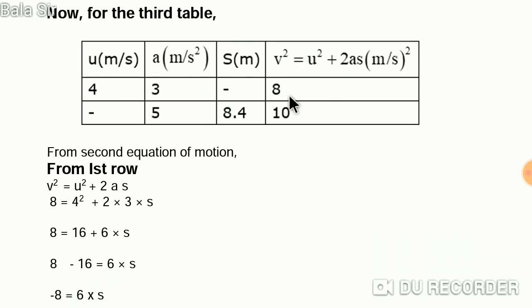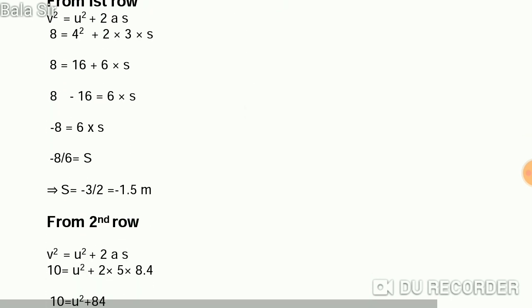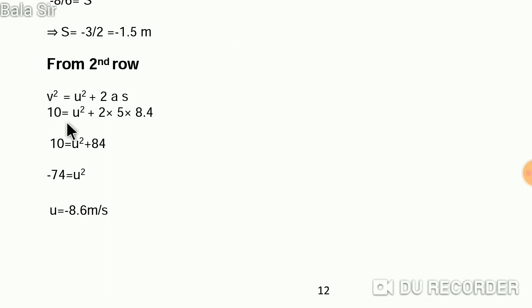Second sum, V square is given as 10. U you want to find. A is 5. S is 8.4. So V square is 10. U you want to find. 2 into A is 5. S is 8.4. 2 into 5, 10. 10 into 8.4 is 84. So 10 is equal to U square plus 84.